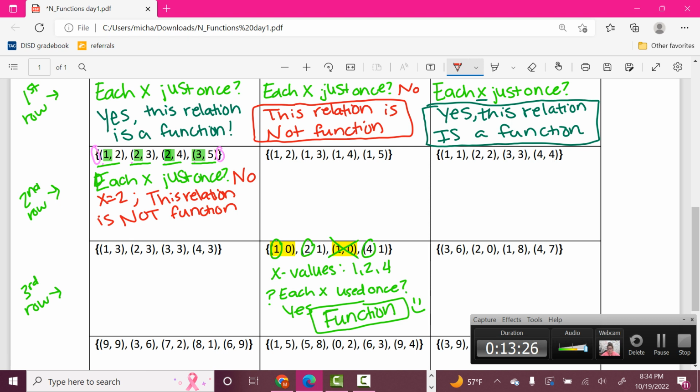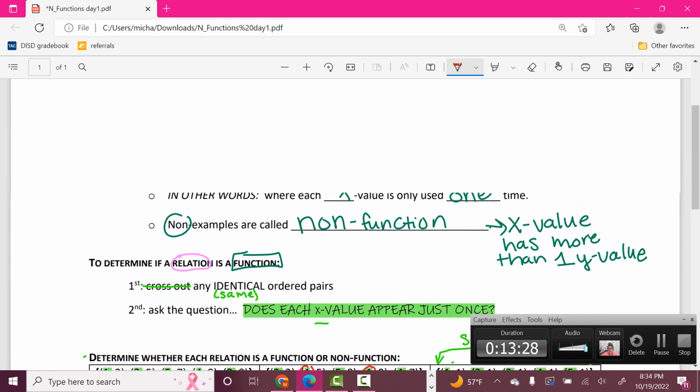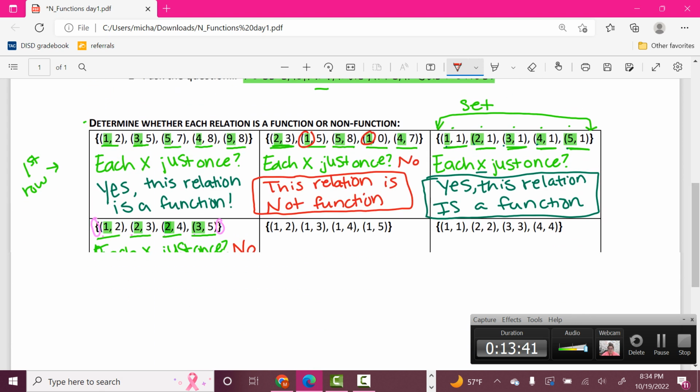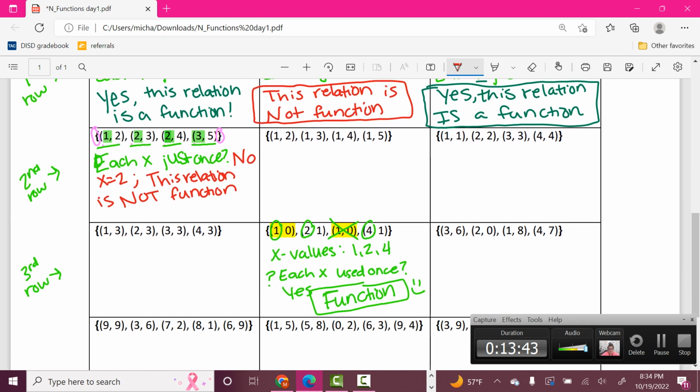It's not a function. At the start of the notes, I said that this was the sentence we wanted to pay attention to or memorize even: each value of x is associated with a single value of y. So the value of x equals 2 in the problem that we just looked at is associated with more than one y value. Those y values are 3 and 4. So because of that, this is not a function.